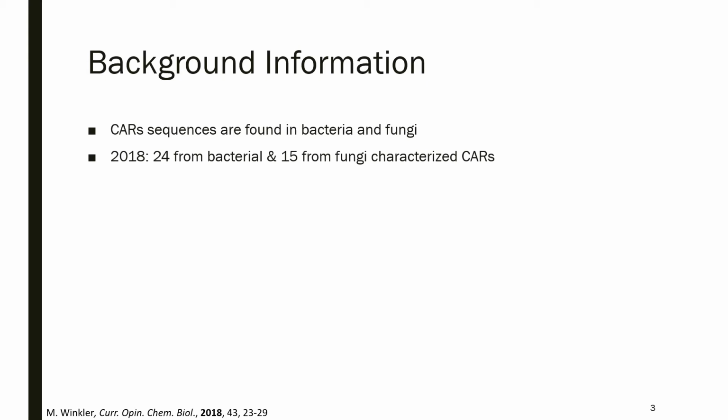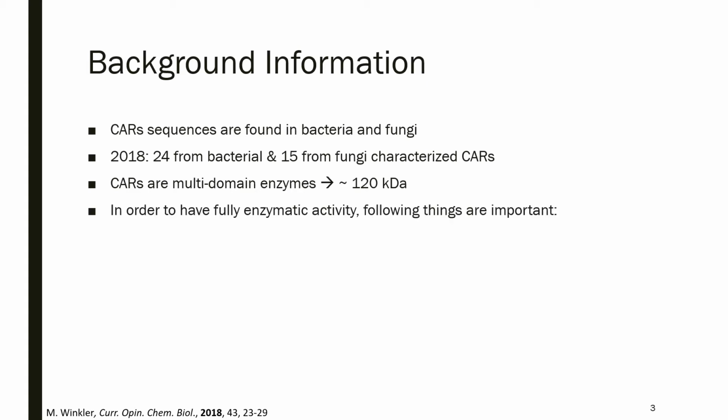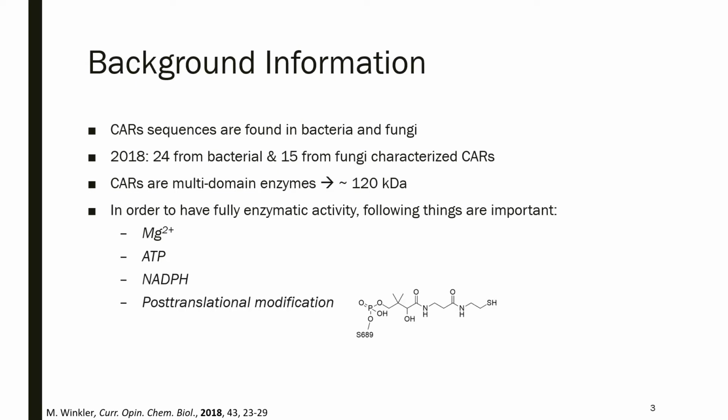CARs are quite complex enzymes. They consist of multiple domains, which means that the approximate weight of such an enzyme is between 120 and 130 kilodaltons. And in order to have a fully functional enzyme, the following ingredients are important: magnesium ions, ATP, as well as NADPH, and the already mentioned post-translational modification of a serine at position 689.